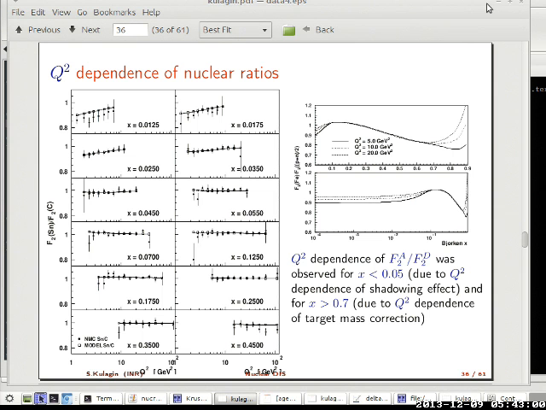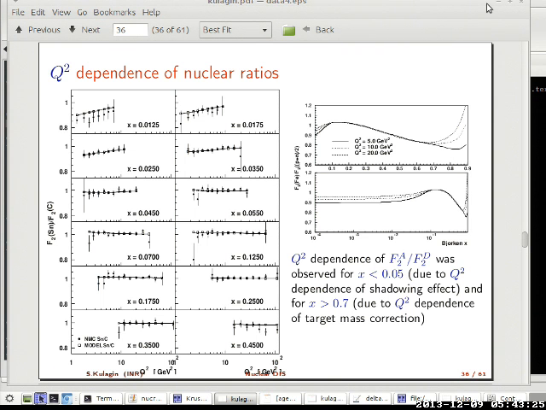Here I show the ratio of tin over carbon NMC data for different x bins as a function of Q-square, and the qualitative picture is actually drawn from the right.